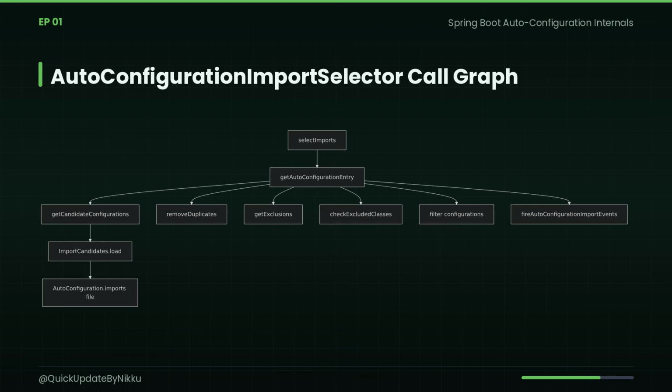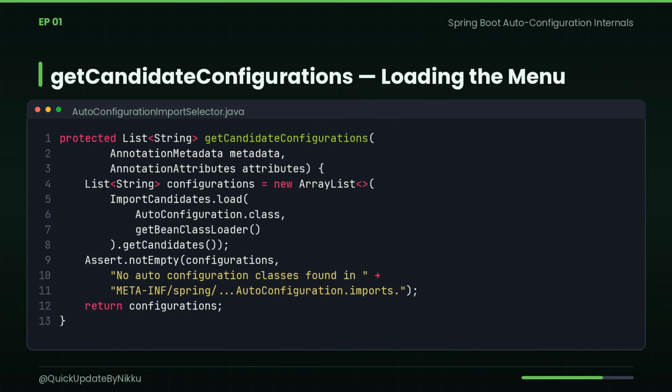Each stage has a distinct responsibility. We will walk through the most important ones. Get candidate configurations reads a plaintext file from the class path. In Spring Boot 3.x, that file lives at META-INF/spring/org.springframework.boot.autoconfigure.AutoConfiguration.imports. In Boot 2.x, the same data lived in META-INF/spring.factories under the EnableAutoConfiguration key. The result is a list of fully qualified class names, every auto-configuration class that could potentially apply.